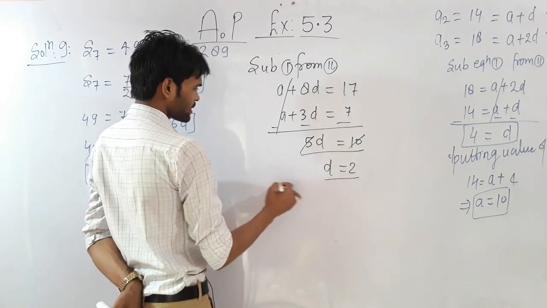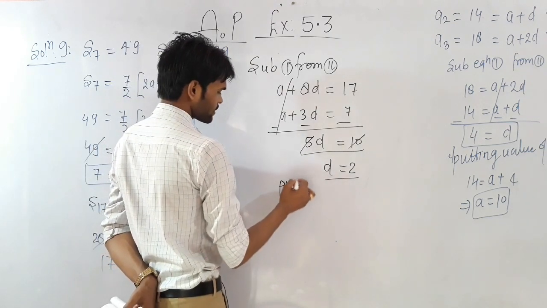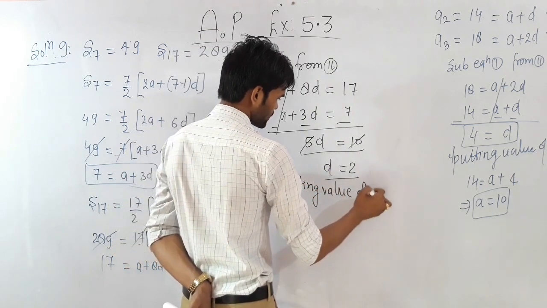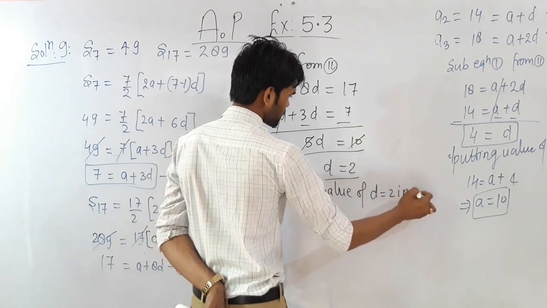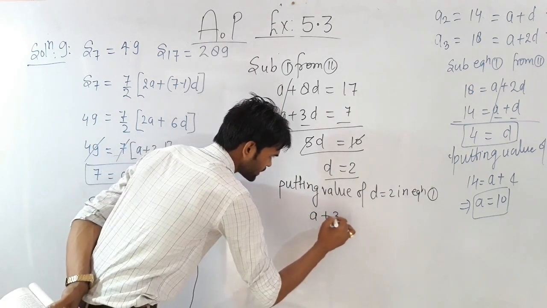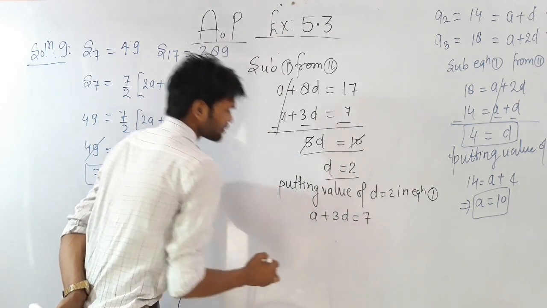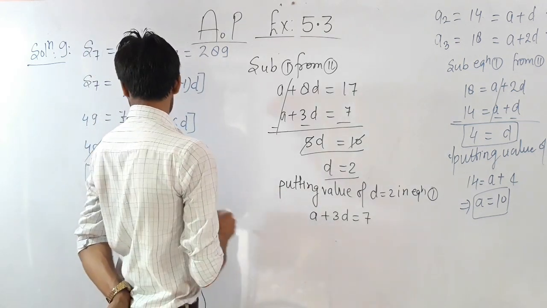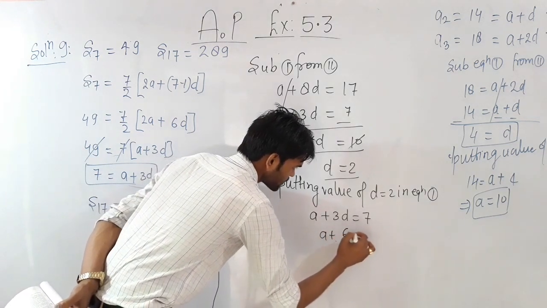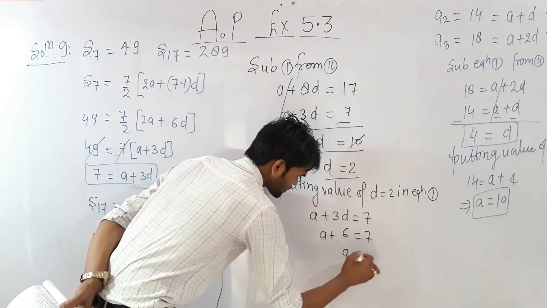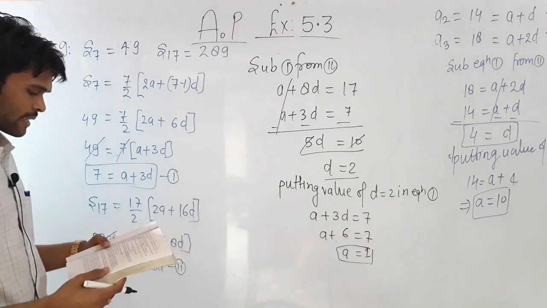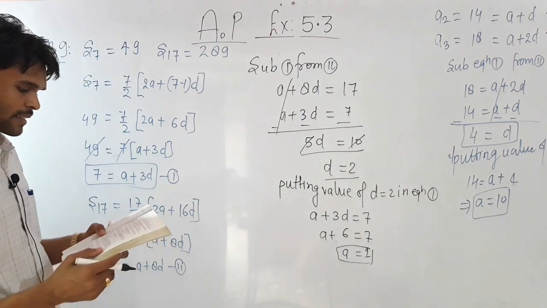Now putting the value of d is equal to 2 in equation number first, we get a plus 3d is equal to 7. So it will give you a plus 2 threes are 6 is equal to 7. So it will give you a is equal to 1. Okay, a is equal to 1. The question was saying, given the sum of the first 7 terms, find the sum of n terms.